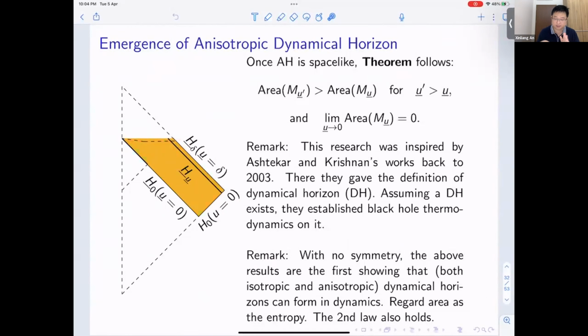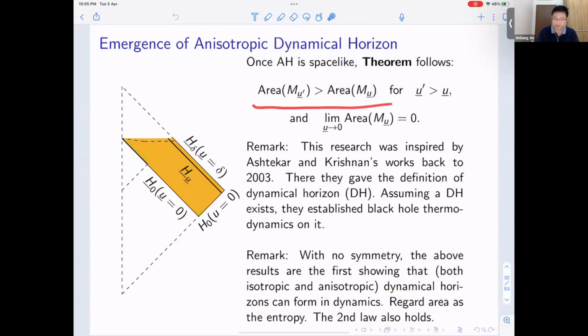So this research along this direction was inspired by Ashtekar and Krishnan's work back in 2003. There they give the definition of dynamical horizon in the physics literature, and they assume that a dynamical horizon exists. They established black hole thermodynamics on it. So with no symmetry assumption, the above results, which are ours, are the first showing that both isotropic and anisotropic dynamical horizons can really form in dynamics.